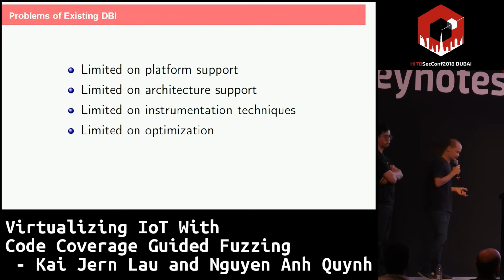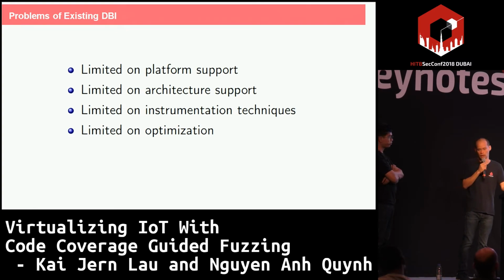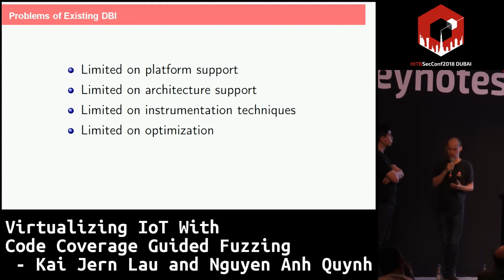So at the time we decided that we wanted to build our own guided fuzzer for embedded systems. We tried to find some DBI that can work for embedded systems. But it turned out that nothing works because all the existing DBI have many limitations. They are limited on platforms. They're limited on CPU architecture. So for example, all the popular DBI you can find on the internet now, like DynamoRIO and Pin, are all limited to Intel CPUs. Pin and DynamoRIO do not support any other CPU besides Intel.